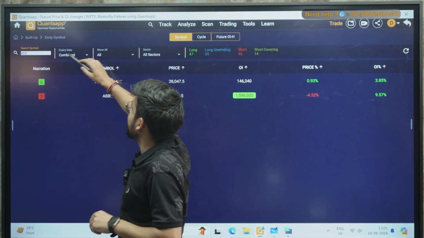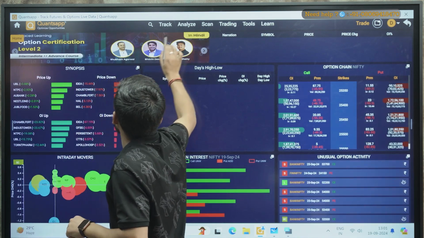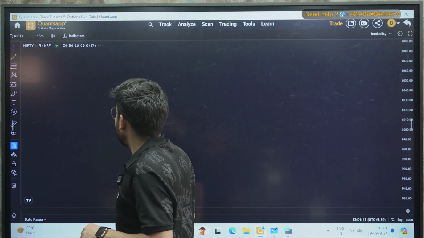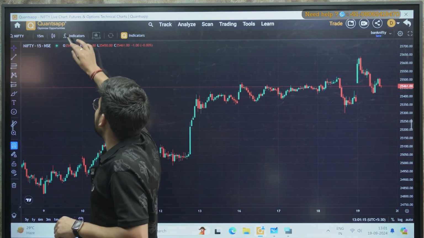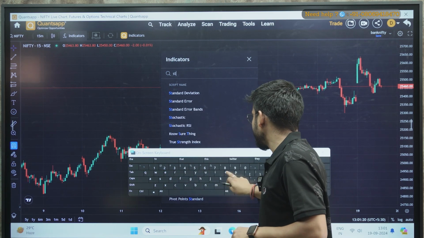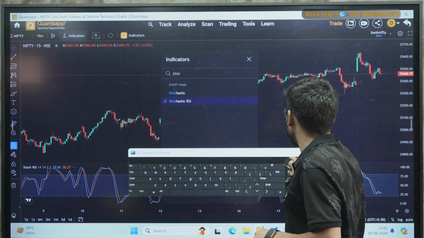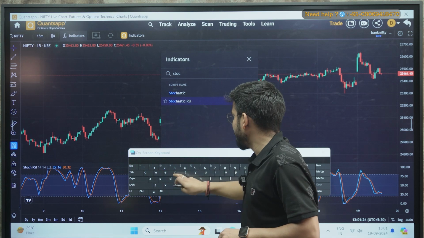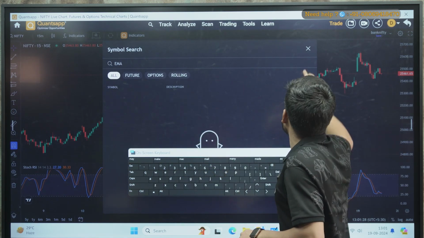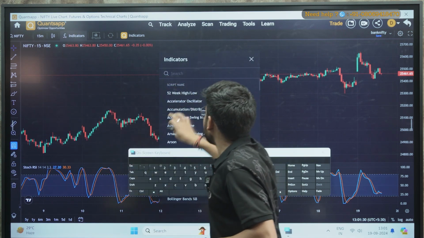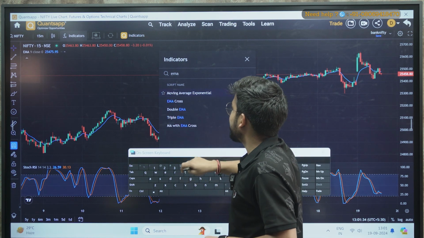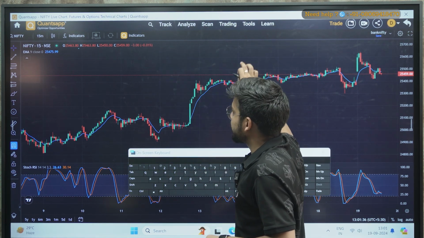Okay, now going to the chart again. Let me apply the indicator again here. Just wait for a second. Stochastic RSI. Okay, and then I have to apply the exponential moving average here. So indicators, and EMA 9, exponential moving average, and it is of 9. Okay, so I got it.